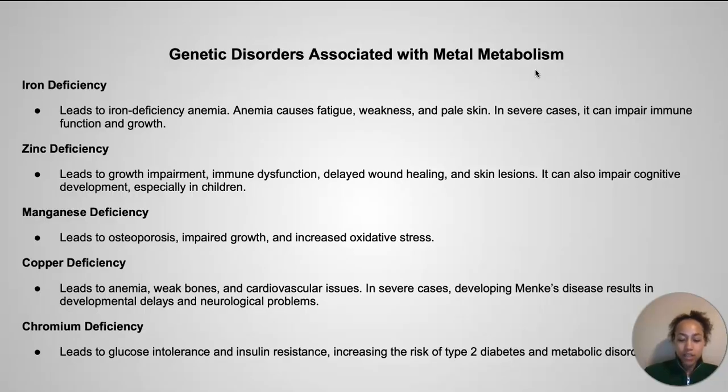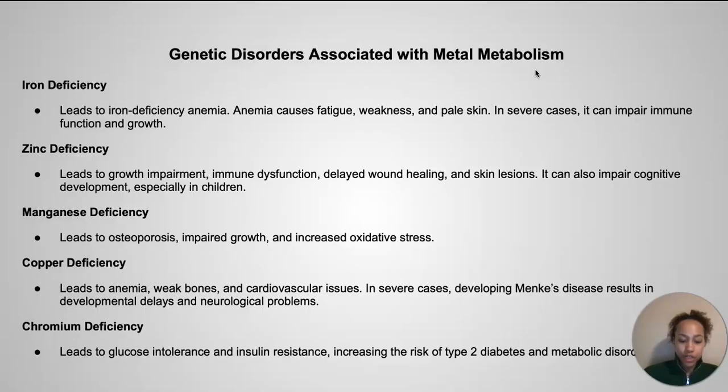Menkes disease is caused by a mutation in the ATP7A gene on the X chromosome. So that would come from the father. This gene controls the production of an enzyme that regulates copper levels. Menkes disease results in developmental delays and neurological problems.